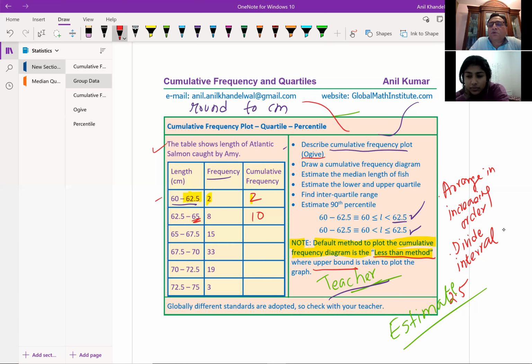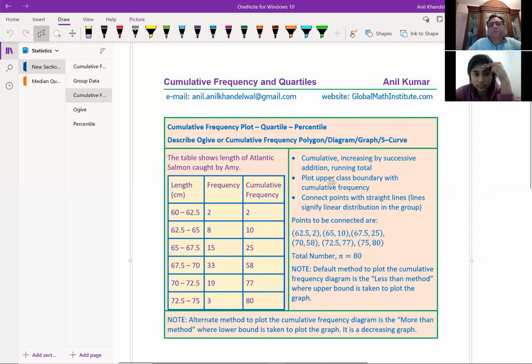Then draw the cumulative frequency diagram. That's what we are going to do. From the diagram, we are going to estimate the median length of fish, estimate the lower and upper quartile, and we'll find the interquartile range and the 90th percentile, and we do all those calculations. Perfect. So let's begin with the cumulative frequency graph.